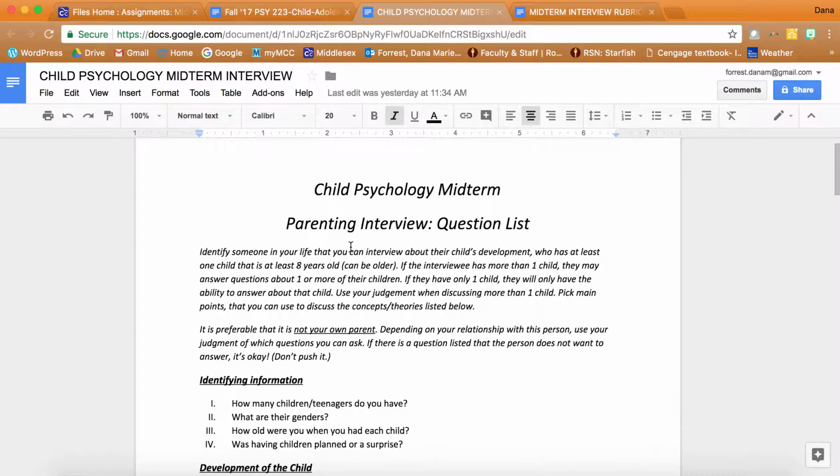So the midterm. Basically what you're doing for the midterm is you are going to choose someone to interview. This person should have at least one child. They can have more. But they should have at least one child who's around 8 years old or older. Obviously, they can be much older. That's fine. But the reason I choose 8 is because you're going to be asking them about some developmental theories, and I'd like for them to have experienced a bunch of them before they're answering these questions.